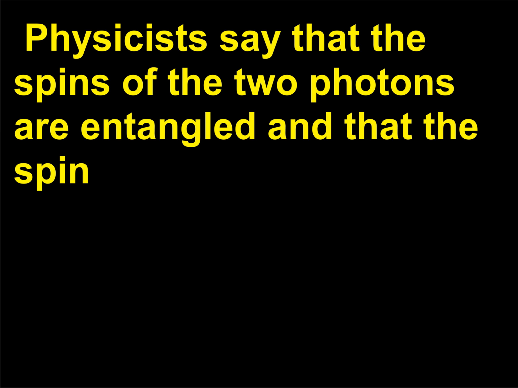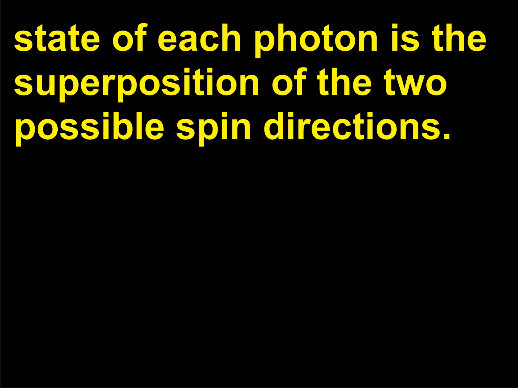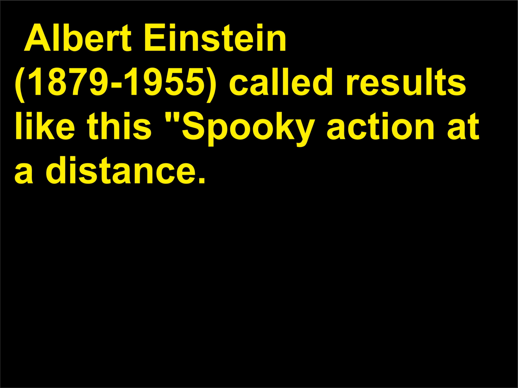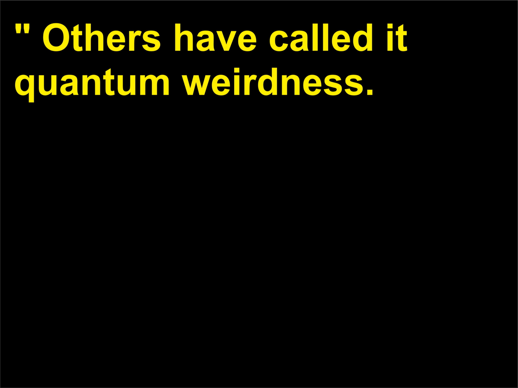Physicists say that the spins of the two photons are entangled and that the spin state of each photon is the superposition of the two possible spin directions. When the spin is measured, the wave function collapses and gives a definitive result. Albert Einstein, 1879 to 1955, called results like this spooky action at a distance. Others have called it quantum weirdness.